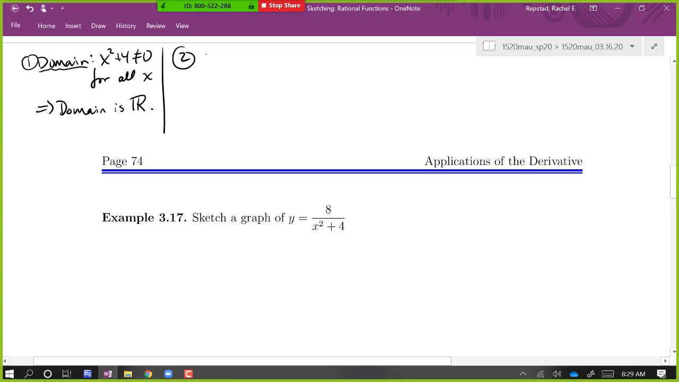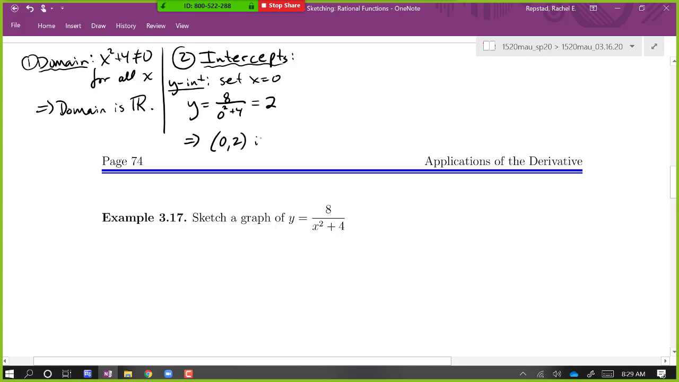The second thing we want to turn our attention to is the intercepts. Again, this does not require calculus. If zero is in the domain of the function, you can always find the y-intercept, right? We'll just plug in zero. When we do that, we get 8 over 4, or 2. So (0, 2) is the y-intercept.